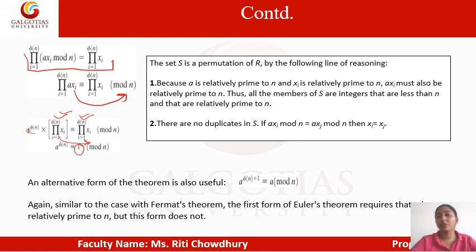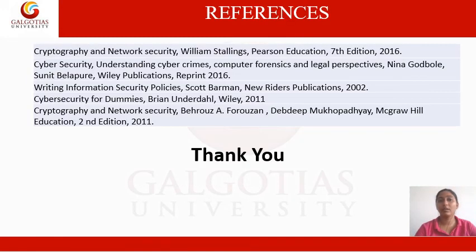So this theorem can alternatively be written as a to the power phi(n) plus 1 is congruent to a mod n. So this is also valid, and this is what Euler's theorem does.